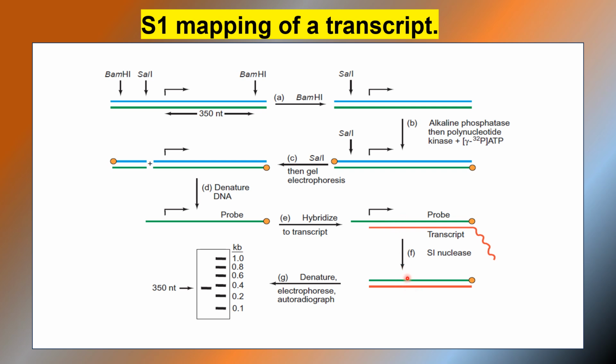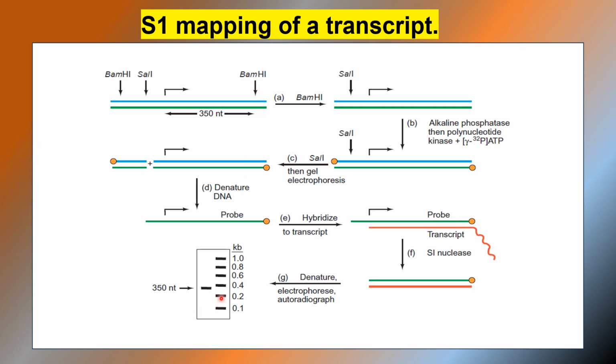The next step is this clean fragment. We take this and denature it, and it is subjected to electrophoresis, followed by autoradiography. From the electrophoresis, as per the molecular markers, we'll get a particular size of the separated DNA fragment. That fragment will tell us exactly where the initiation of our transcript starts. We know that BamHI has cut at this point, let's suppose.